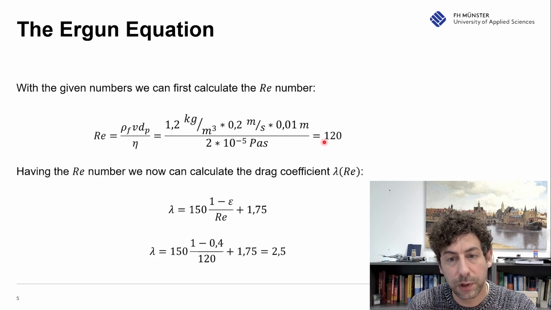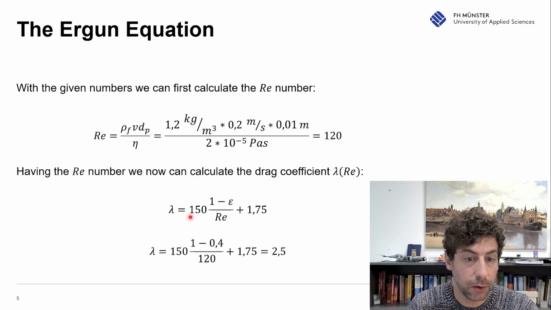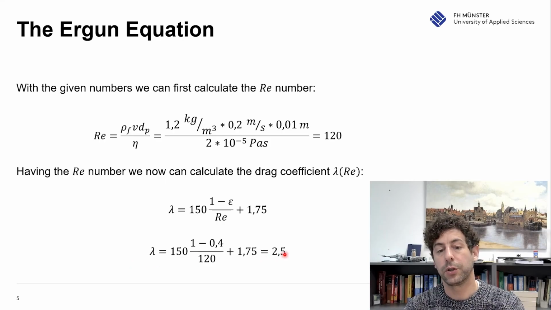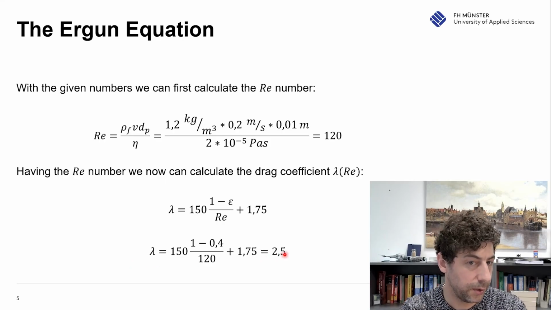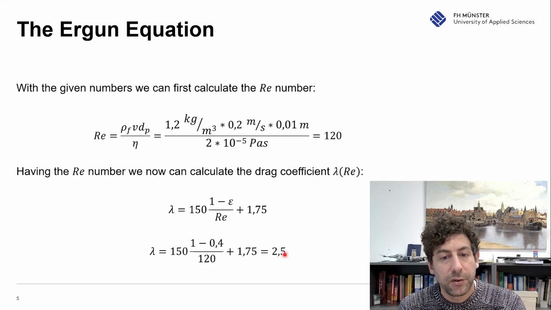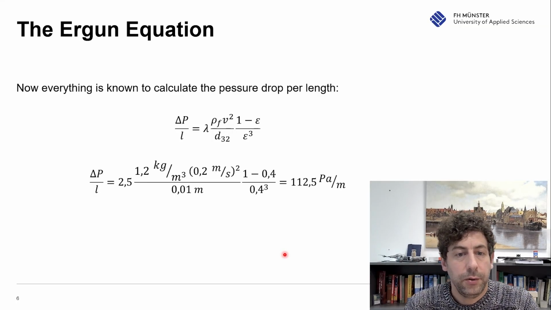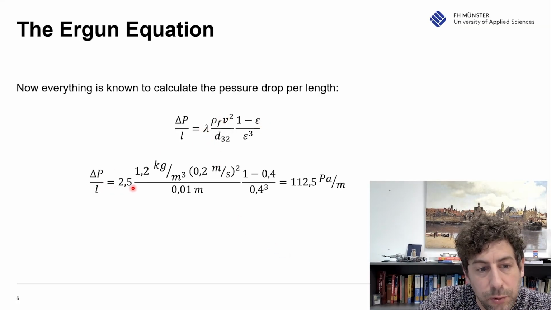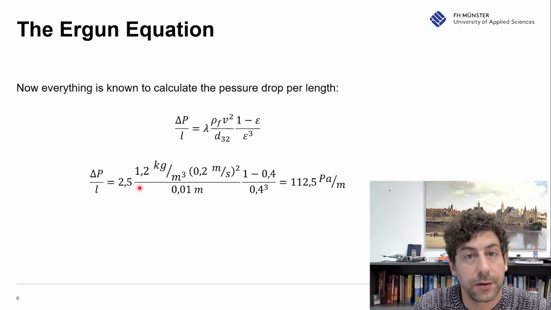And now we can put this Reynolds number of 120 into our equation for lambda, because here's the Reynolds number, here's the epsilon, and then we get a number for lambda, which is 2.5. So very easy. And with this 2.5, we can go back to the Ergun equation. So looking again, we have all the numbers. 2.5 was calculated based on the Reynolds number.